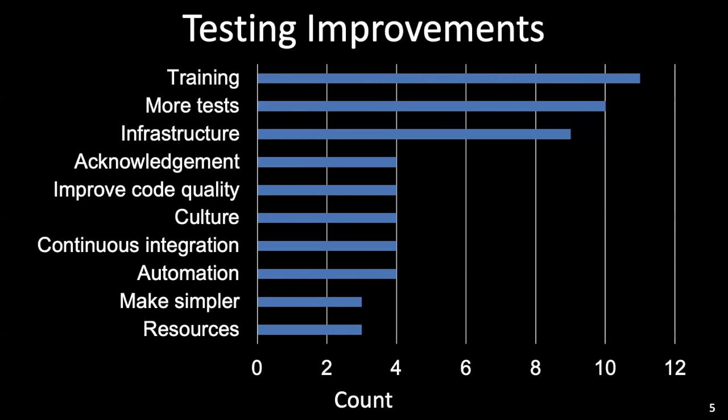In terms of improving the testing process, respondents mentioned there is a need for training such as education, examples, templates, so that they can use proper testing techniques. They also mentioned they need more types of tests and infrastructure support that will cover specific needs for scientific software. Another important aspect is acknowledgement for their time and effort spent on testing. Respondents also mentioned creating a culture of testing in the scientific software developers community that will help improve code quality and continuous integration. Moreover, making the testing process simpler and providing enough resources can potentially improve the testing process in scientific software.